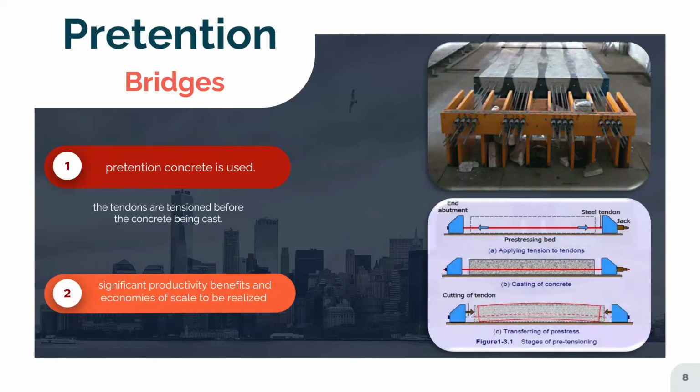Pretension bridges. In these bridges, pretension concrete is used where the tendons are tensioned before the concrete being cast. The concrete bonds to the tendons as it cures, following which the end anchoring of the tendons is released. The tendon tension forces are transferred to the concrete as compression by static friction.